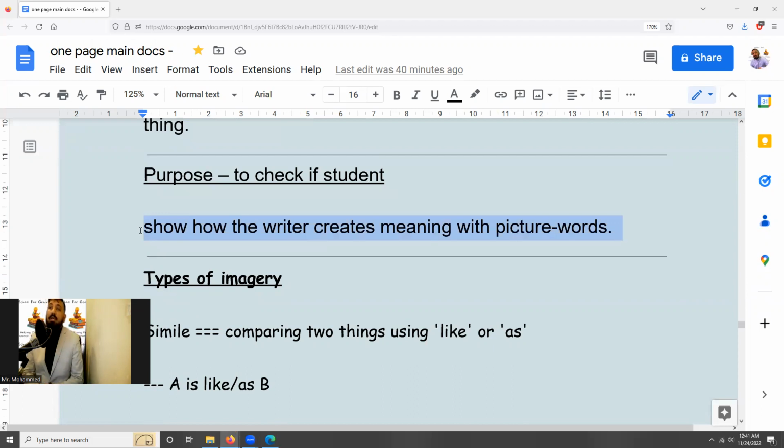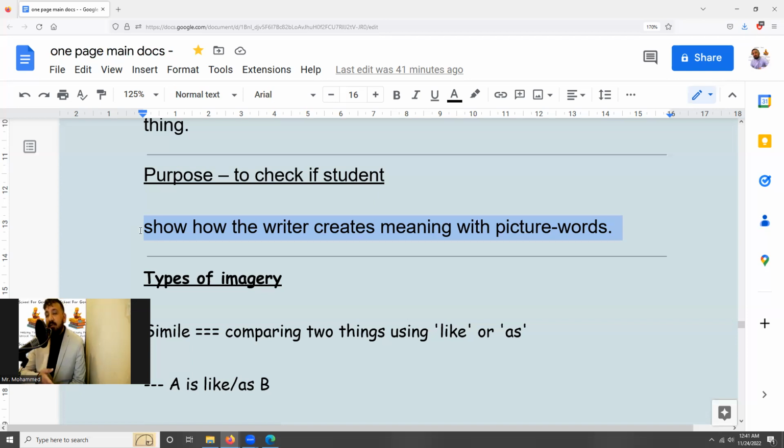it checks if the student knows how, or if the student can show how the writer creates meaning with picture words, yeah? Or another way to say it would be, can the student demonstrate that they understand how the writer creates meaning with these comparisons, with these pictures? Okay, how can they demonstrate they understand the comparison, and can they demonstrate that they understand what the meaning of these comparisons are? All of these things basically are what is checked for.